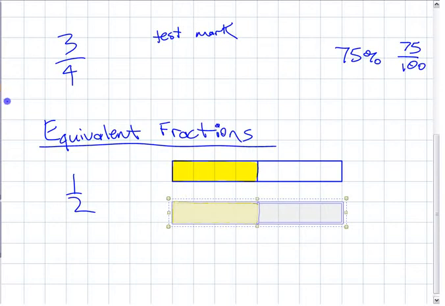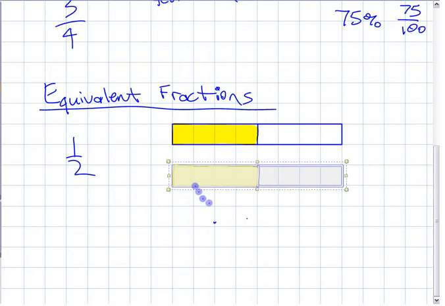Instead of breaking it into one piece, and I don't know why it's doing that, kind of weird that it's showing it like that. That's okay. You could break it into 8 pieces. How many do you have out of 8? You have 4 out of 8.